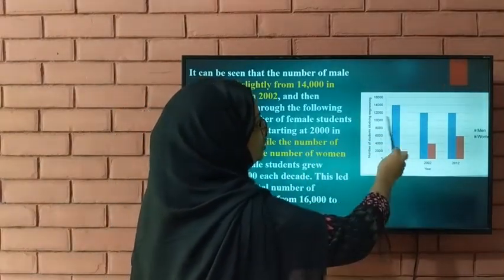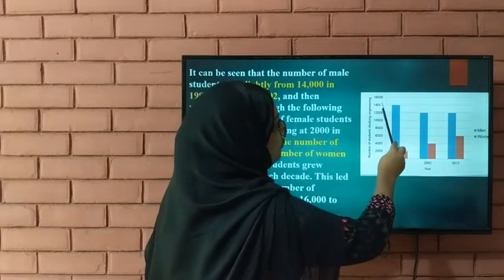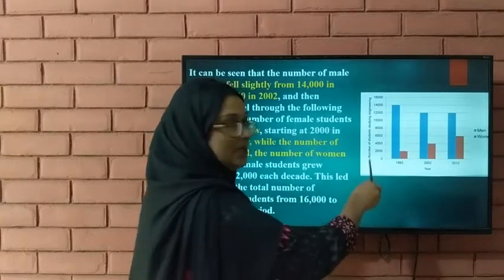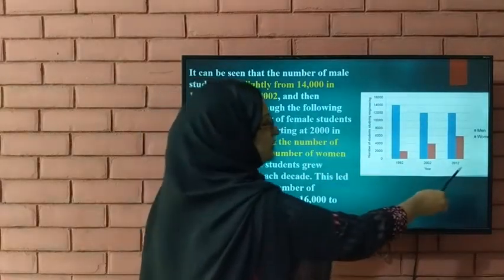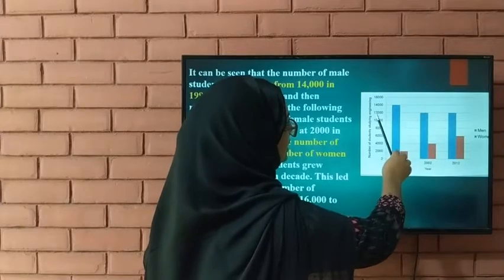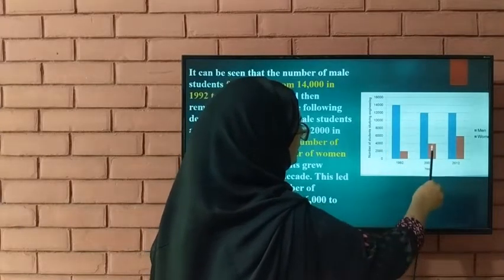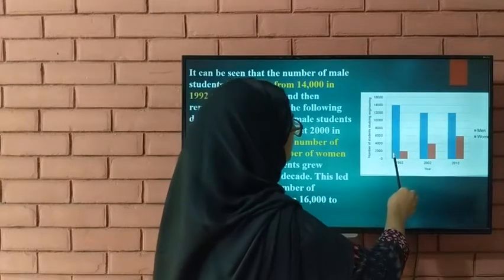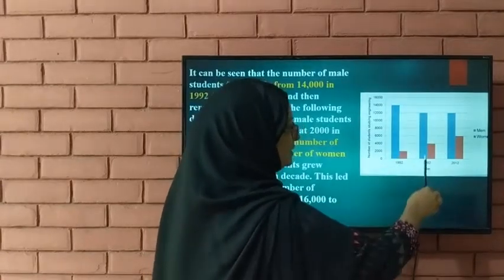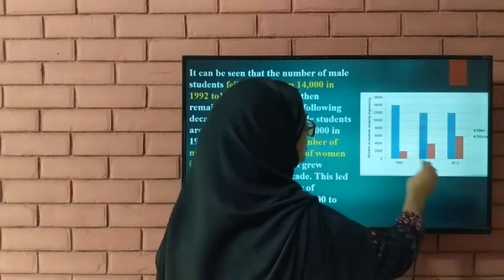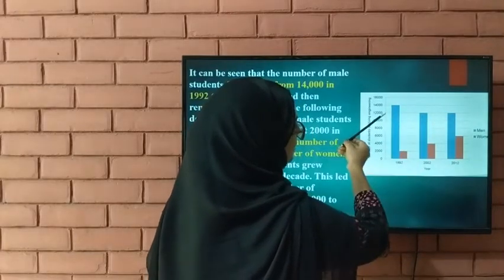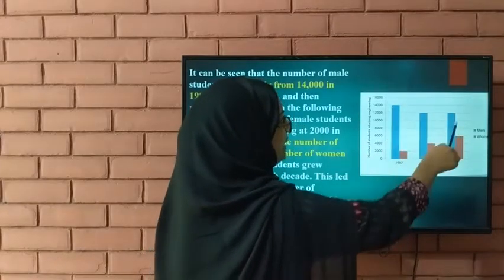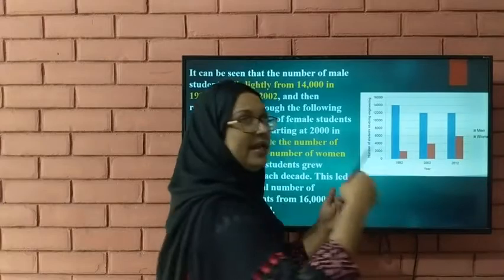It starts with 14,000 and 2,000. So the number is 14 plus 2, 16,000. But here you can see 12,000 and 4,000, 16,000. Here is also 16,000. And here also male decreased to 12,000 and women increased to 6,000. Again in total 12 and 6,000, 18,000.